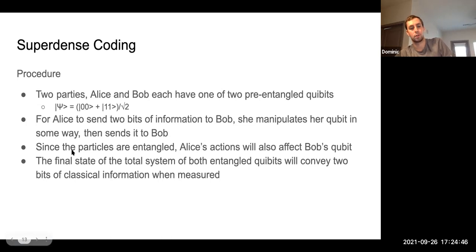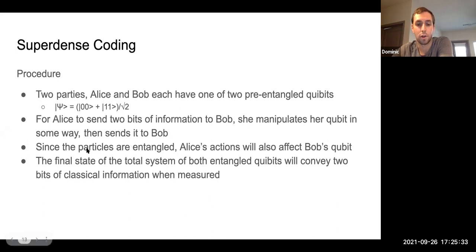So the procedure for this is you've got two parties, Alice and Bob, the two parties that almost every textbook uses. They will each have one of two pre-entangled qubits. Let's just say we put it in this initial state here, which is one of the Bell states, an entangled state. So it's pre-entangled, Alice gets one, Bob gets one. For Alice to send two bits of information to Bob, she will manipulate her qubit in some way and then send her qubit on to Bob. So then Bob will have both qubits that are entangled.